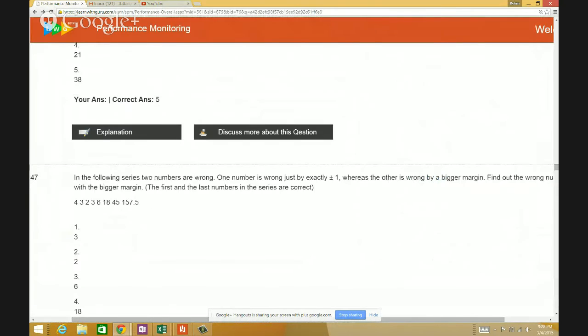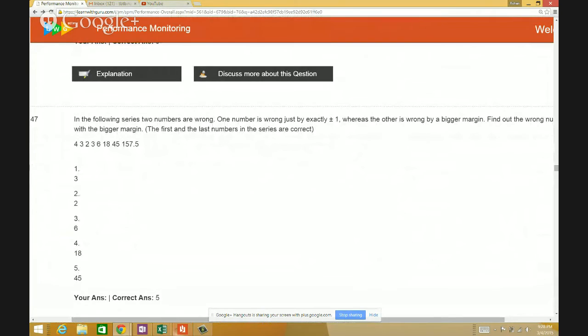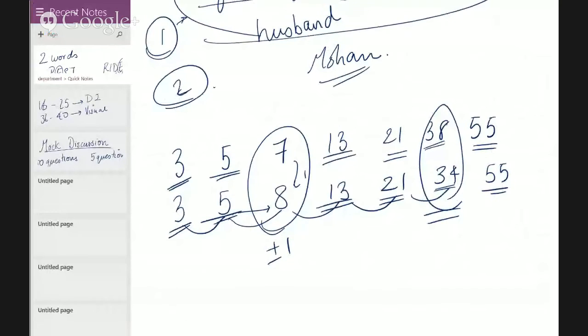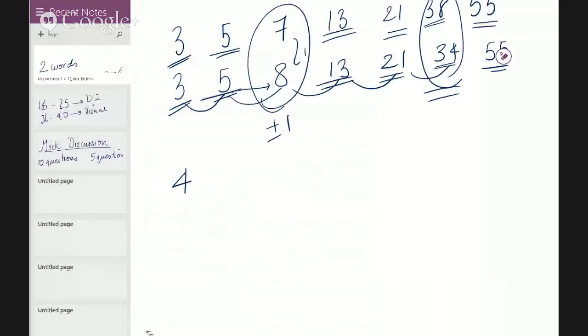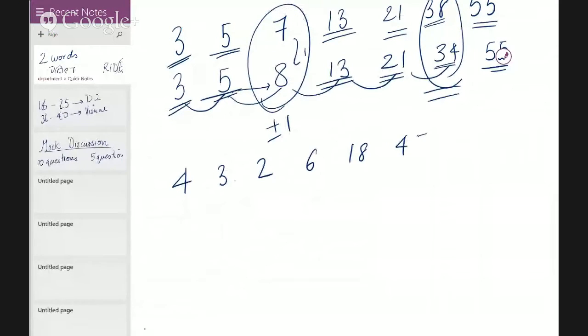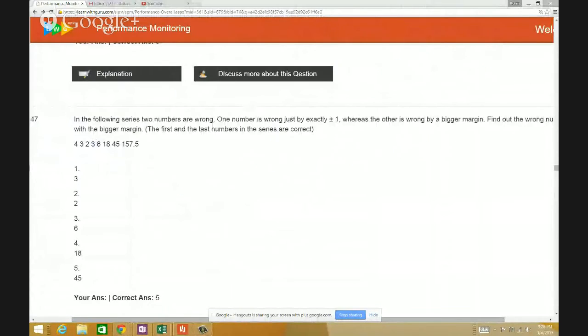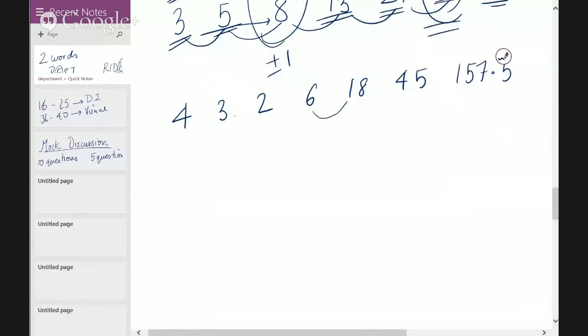Come back. So same, you'll go for, let's say, one more example: 4, 3, 2, 3, 6, 18, 45. Now what do you do in number series, by the way? I don't know what you do exactly because half of you are not my students, but I'll give you a technique here. 4, 3, 2, 3, 6, 18, 45, and then we have 157.5. Now have a look. Now that's a very typical series again. Now these are very basic focuses, by the way.